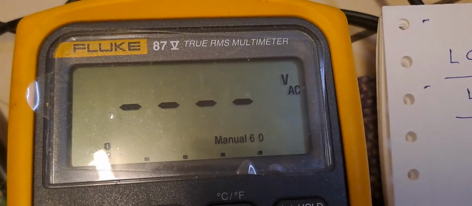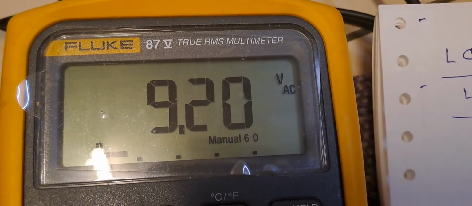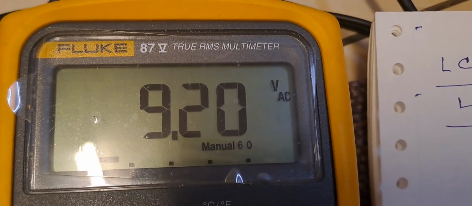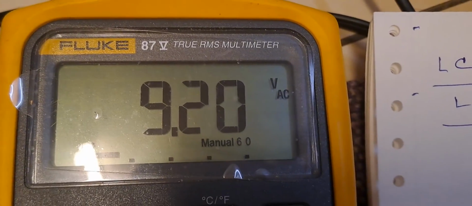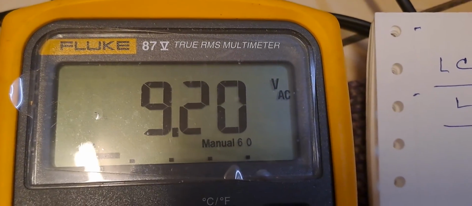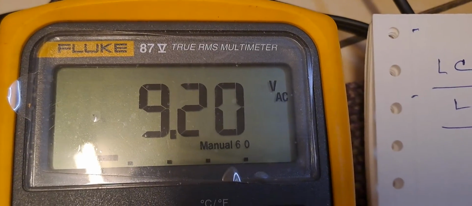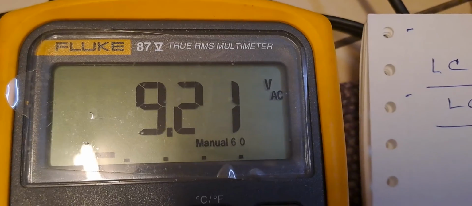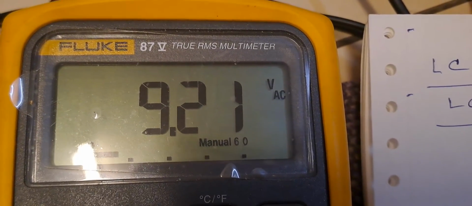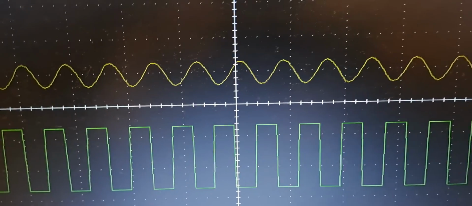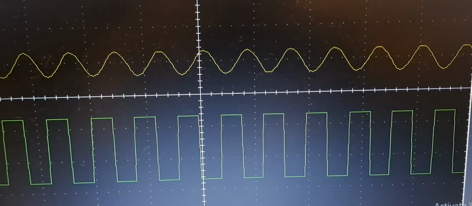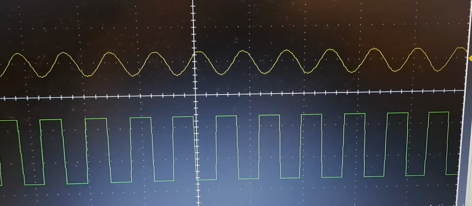At this frequency, I am at resonance. The voltage at the input is highest. 9.20 volts AC is at 25 kilohertz. Now we know the resonant frequency of this circuit. From the resonance we can easily calculate the value of the inductor. And here we can see at resonance we are feeding a square wave and we are getting a sine wave at the output. So this is the point of resonance.